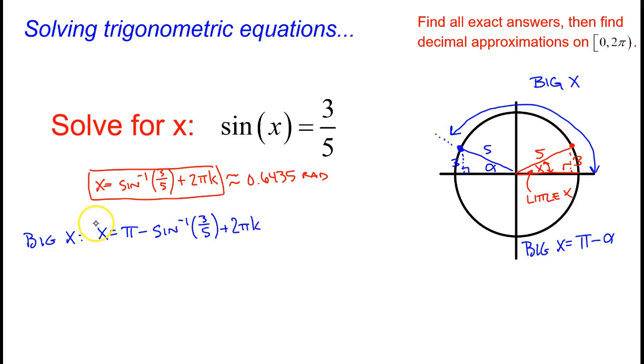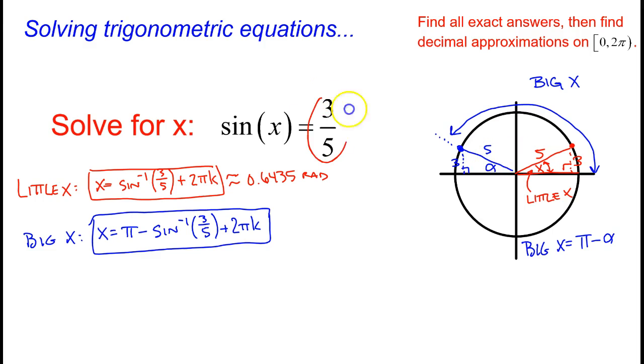And that, folks, is another exact solution to the original equation. So what seemed really straightforward to begin with has a little added complexity to it. We have a little x, which showed up in quadrant 1, and this big X, which showed up in quadrant 2. Why in quadrants 1 and 2? Because our sine ratio was positive.